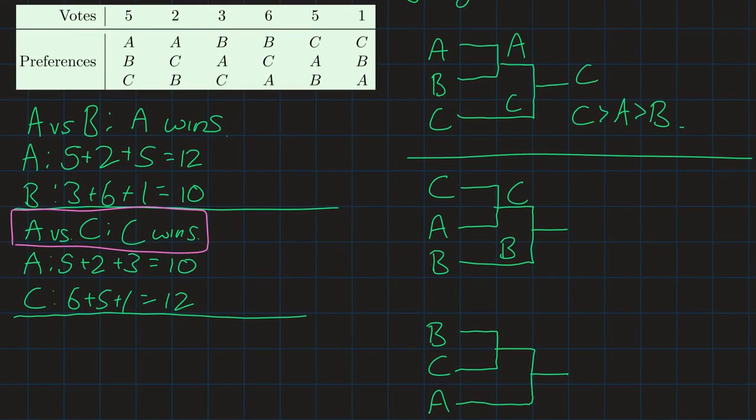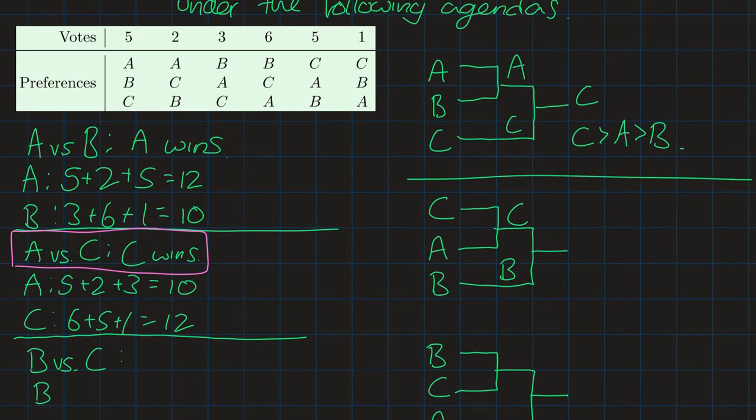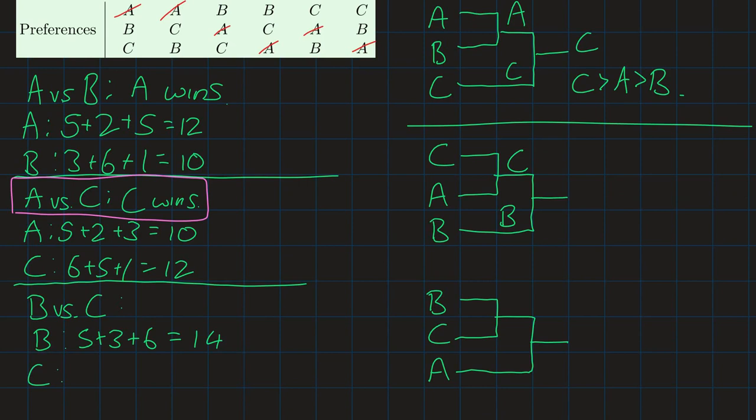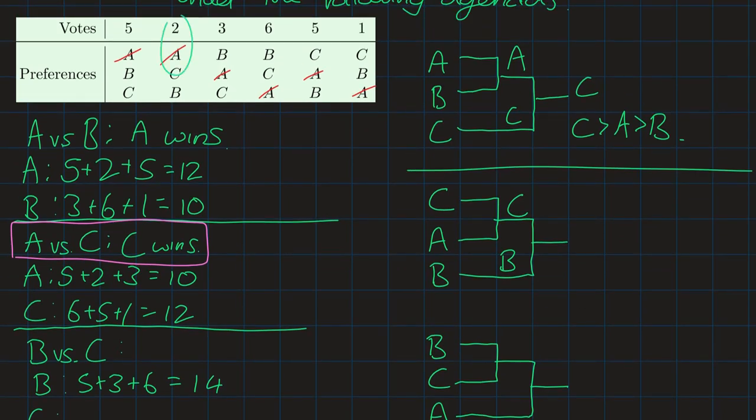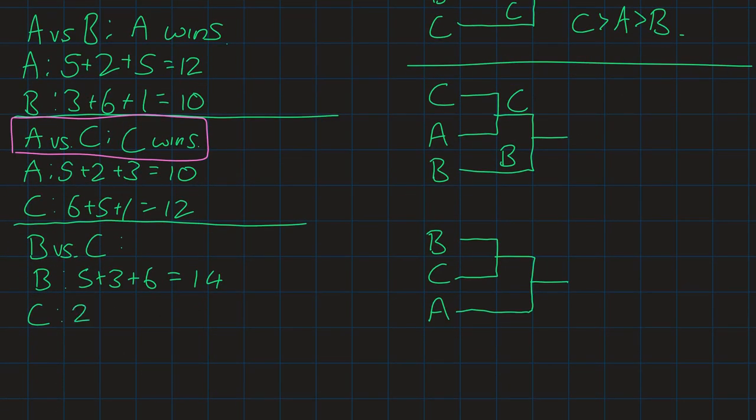So let's calculate that now. B versus C. Who would win? So if I'm doing B versus C, that means I eliminate A. Okay. So how many points does B get? Well, B is going to get 5 plus 3 plus 6, which is equal to 14. And C is going to get 2 plus 5 plus 1, which is equal to 8. So this means that B wins.